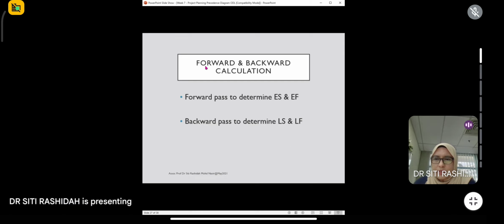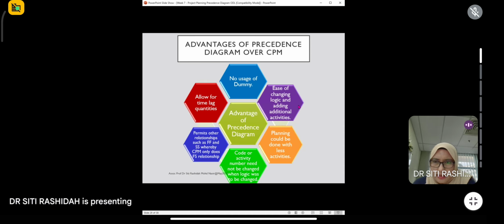Before we do the calculation, it's the same. For CPM we also have forward pass and backward pass calculation. Precedence has the same calculation. Forward pass to determine early start and early finish, but backward pass determines the late start and late finish for the activity. So the advantage of the precedence diagram over CPM is no use of dummy. Precedence has no dummy.